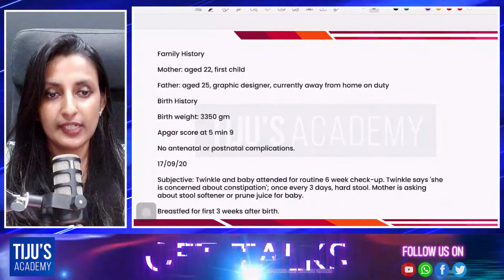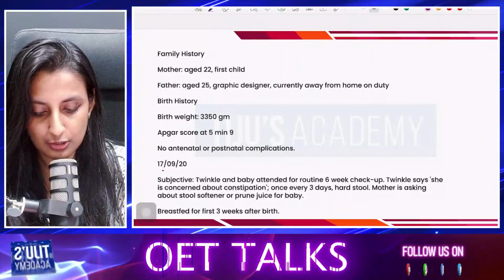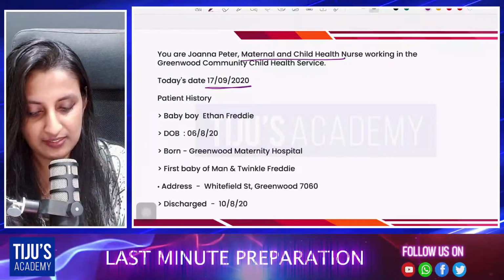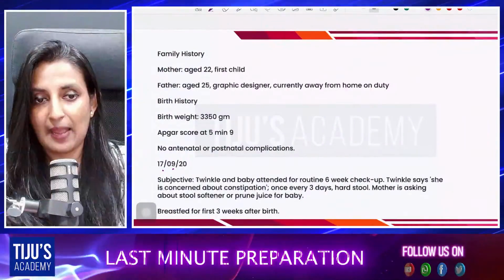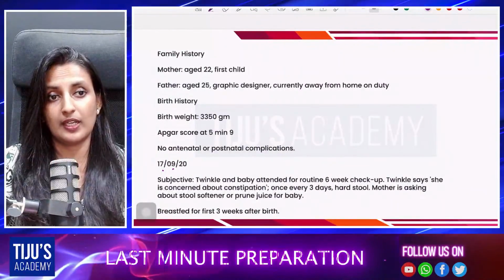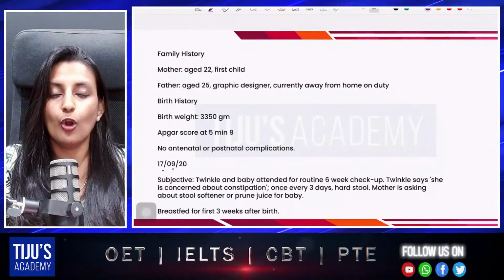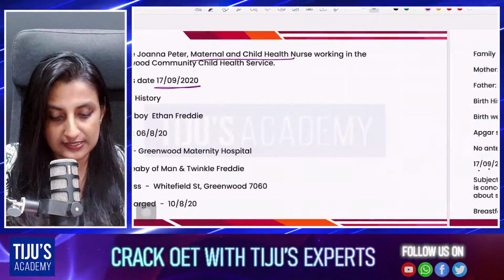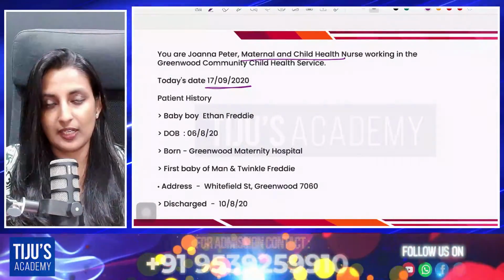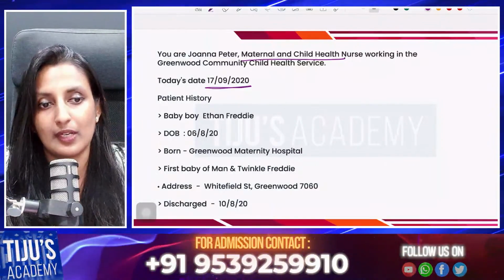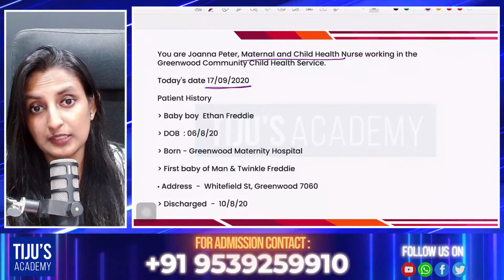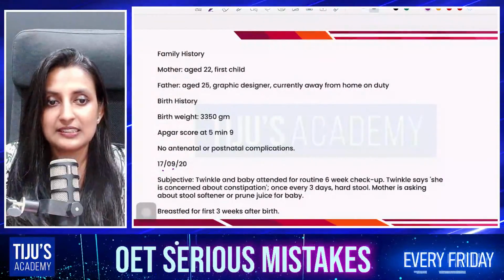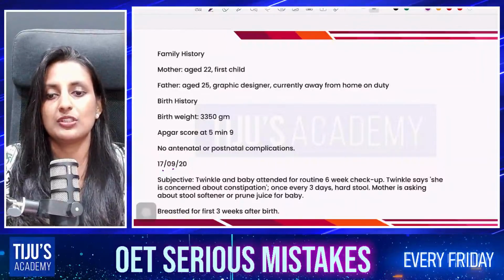Now we will move on to the next area, that is 17 September 2020. Here today's date is also 17 September 2020. So the incident is happening on the day of 17 September 2020, which means the baby was born on 6th August 2020 and was discharged on 10th August 2020. Born 6th August, discharged 10th August, and after almost 1 month, that is 17 September 2020, the patient is approaching us.